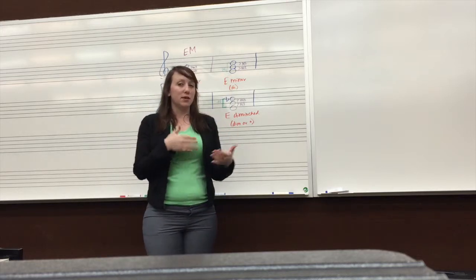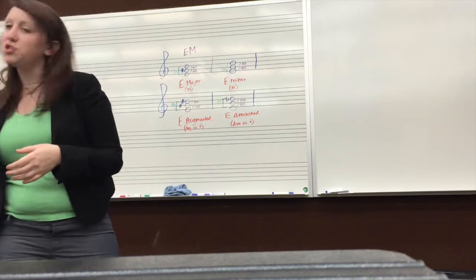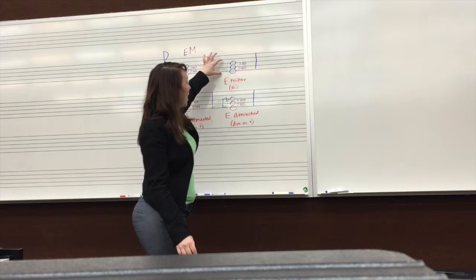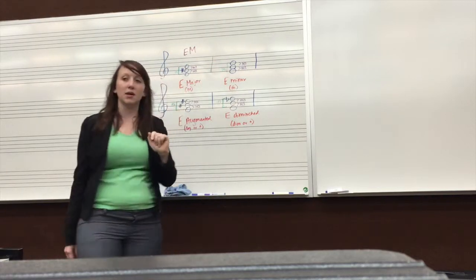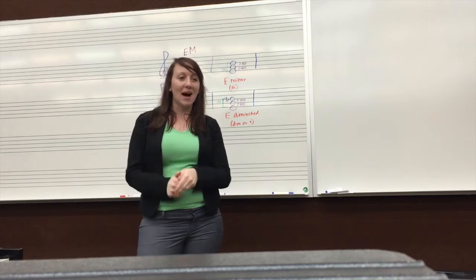Minor describes the root to the third interval. So in this case, we have an E to a G, a minor third. And then the same in this one, we have a perfect fifth, an E to a B. Yes? Why isn't the fifth minor?